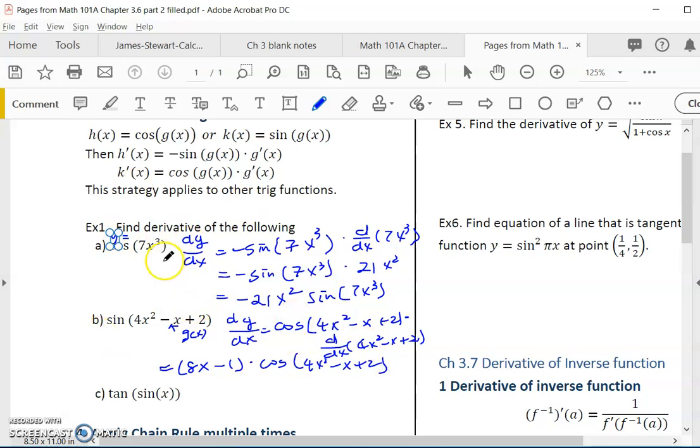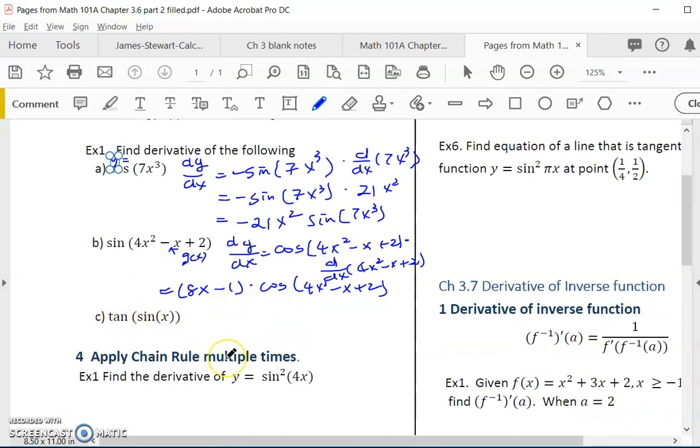So a very interesting function that we sometimes see is tangent of sine x. That means what is the inside? What's the outside? The outside is a tangent x. The inside is a sine x. So this is my inside g of x. So we'll do it in class on how to do this.